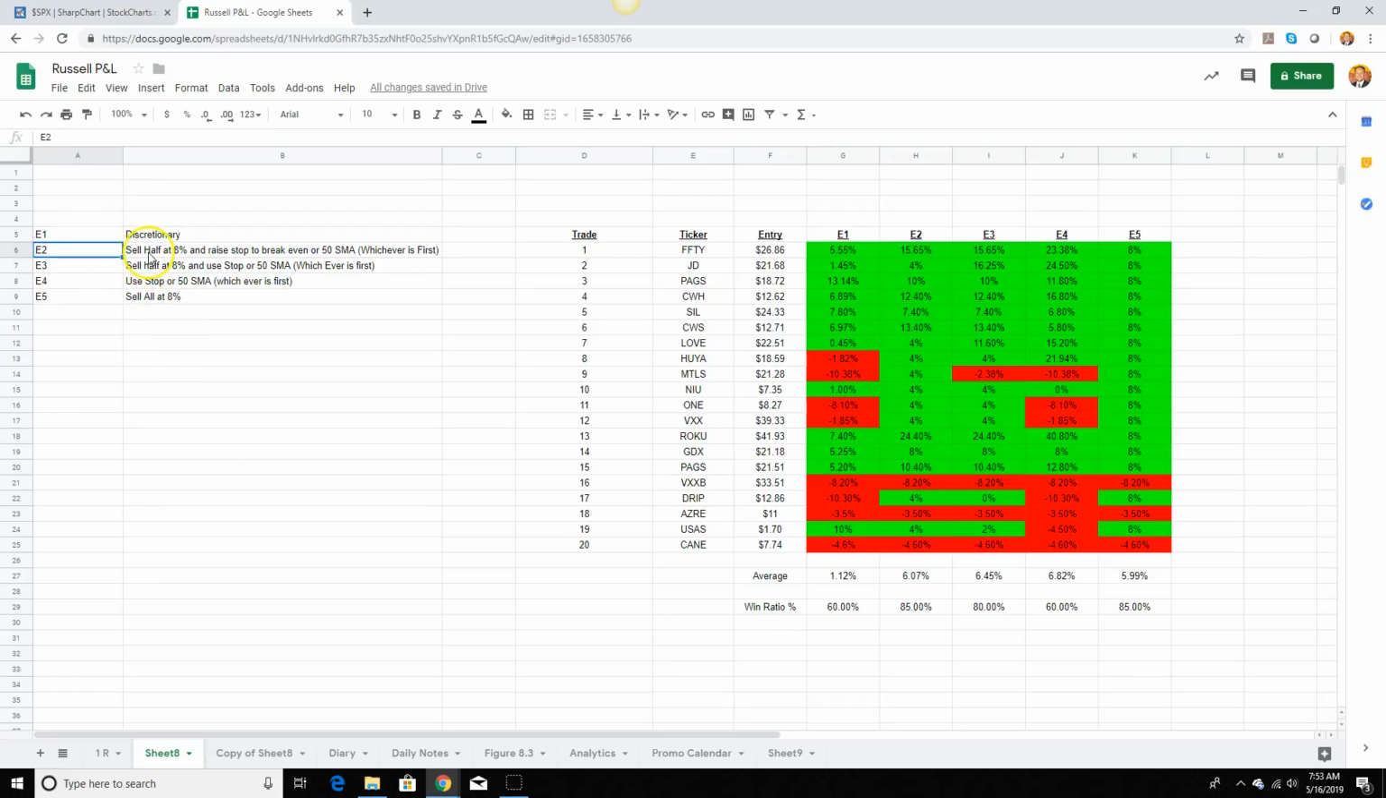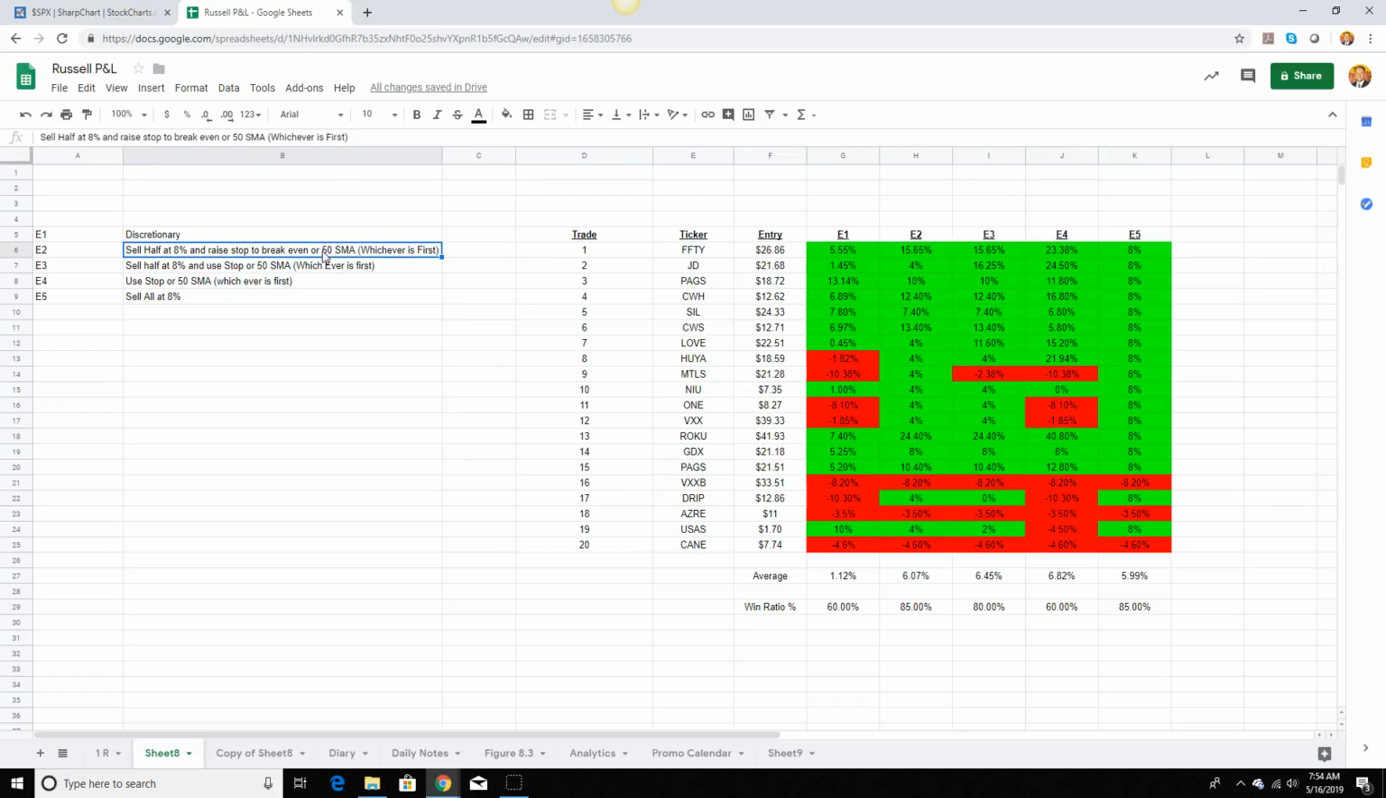So I said, okay, what if I take my same entry on all these different exits and say, on E2, I'm going to sell half at 8%, that's my target one, and I'm going to raise my stop to break even, or sell when the price breaks the 50-day simple moving average, whichever is first. So immediately after I hit target one, I raise my stop to my entry. That way, if it rolls back over and triggers me out on my second half, I netted 4% on the trade. 8% on the first half, 0% on the second half, 4%. I use the 50-day moving average as my trailing stop, right? So if the 50-day moving average moves above my entry, then that's the new stop.